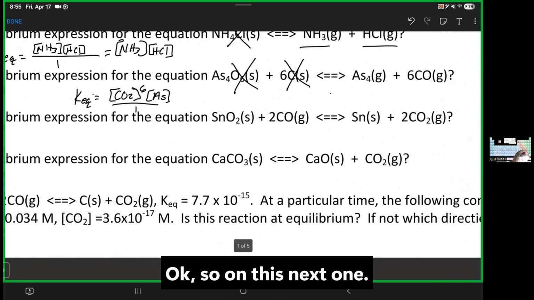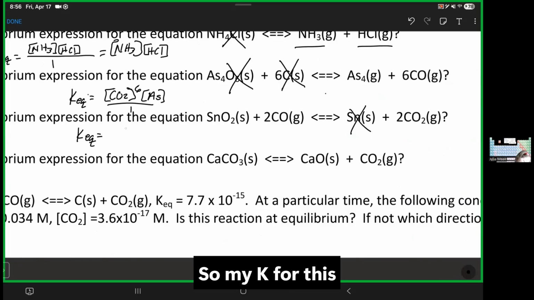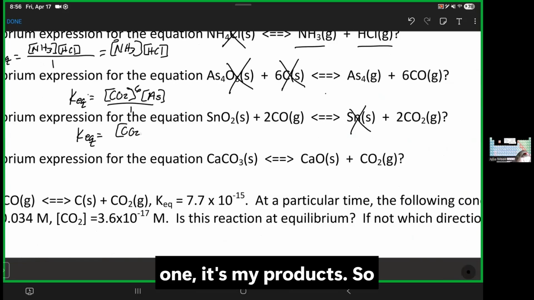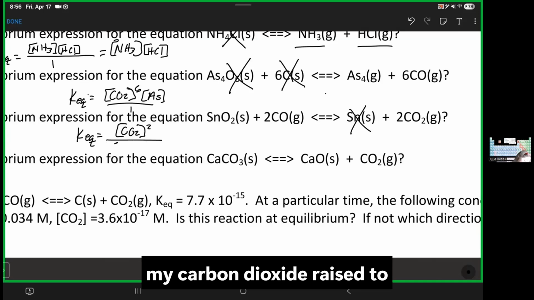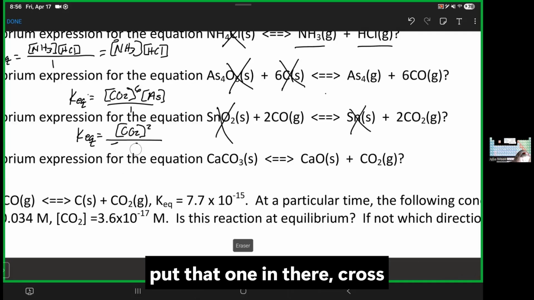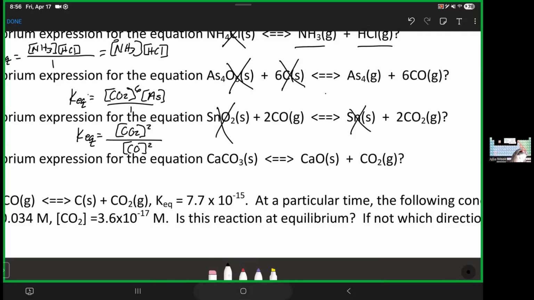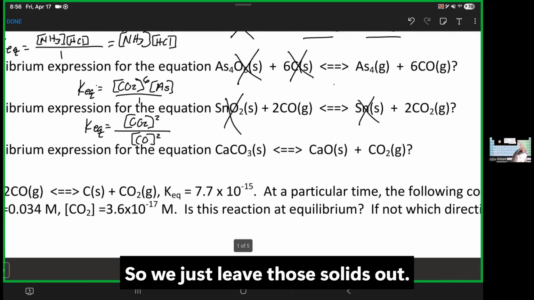Right, so on this next one, I've got a solid. I'm going to cross it out. So my K for this one is my products. So my carbon dioxide raised to the 2 over my tin-4 oxide. Oh, there's another solid. I almost put that one in there. Cross that out. So over my carbon monoxide raised to the 2. So we just leave those solids out.